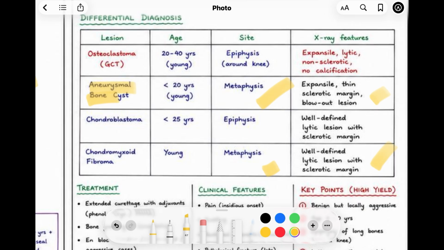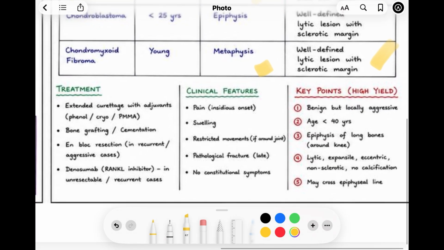Now let's get into the treatment part, the last part of our explanation. Treatment is done with extended curettage, that is with liquid nitrogen, phenol, or bone cement, and then followed by autologous bone graft. These are the things you remember because this is tested once in the NEET PG PYQs.